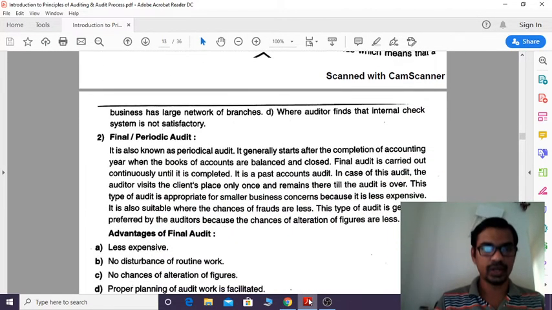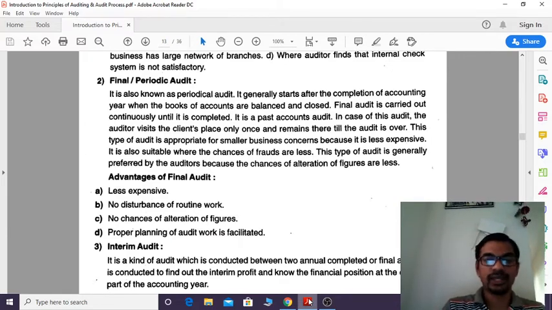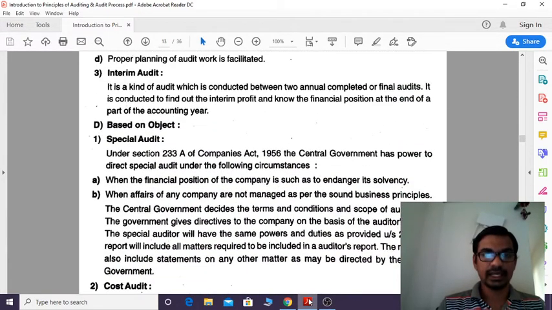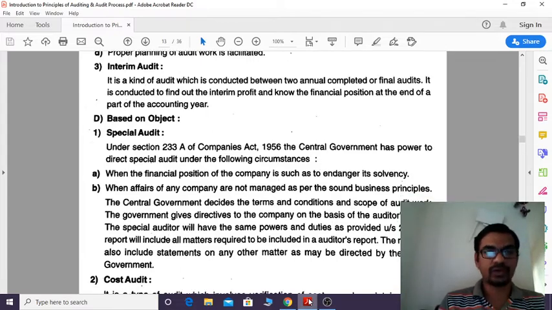Then final audit or periodic audit. It is also known as periodical audit. It is a very general and very popular type of audit. At the end of the financial year, this kind of audit is performed. That kind of audit is called the final or periodic audit. Okay, the next one is the interim audit. In the middle interval of the financial year, the audit is performed. That audit is called the interim audit. Okay, understood? So it is based according to the scope.